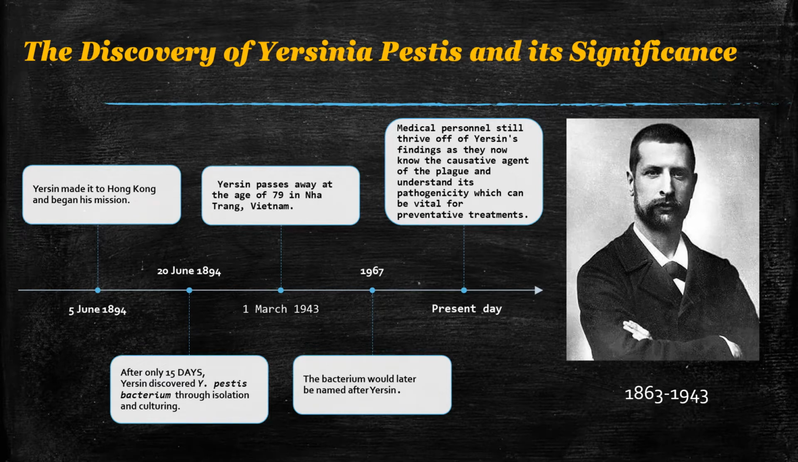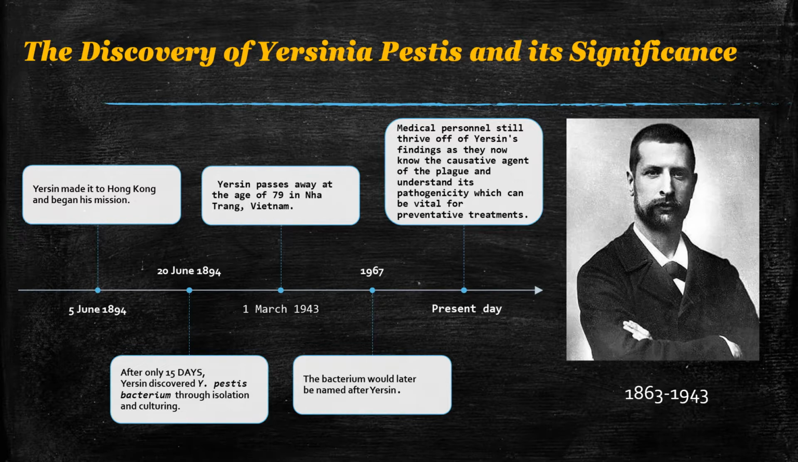As mentioned before, Yersin was appointed by the French government in the late 19th century to discover the causative agent of the plague that was already ravaging through China and had already claimed thousands of lives. On June 5th, 1894, Yersin and his team made it to Hong Kong, China, and began their mission. After only 15 days of work, Yersin was able to discover the bacterium, the causative agent of the plague, through culturing and isolation. This was huge for medical personnel as now they knew the causative agent of the plague, and now they could take the necessary steps to understand it for proper diagnosis and preventative treatments.